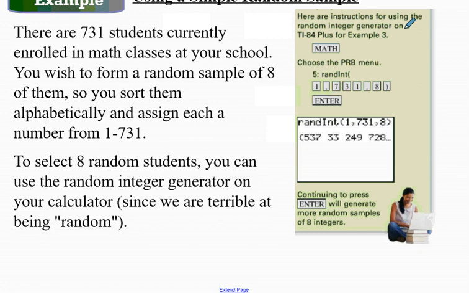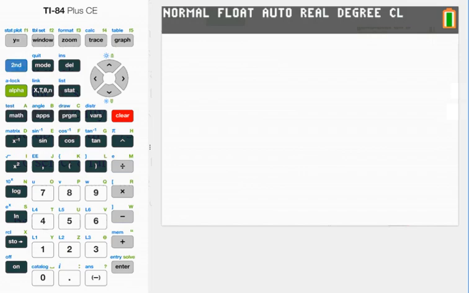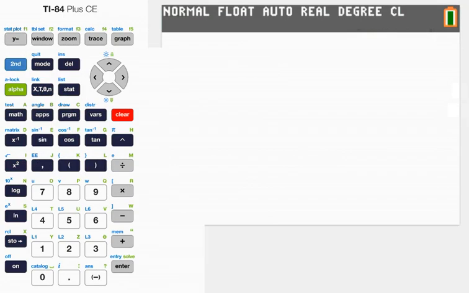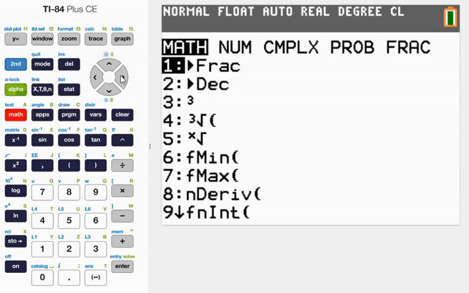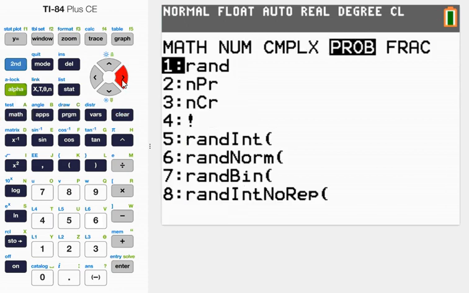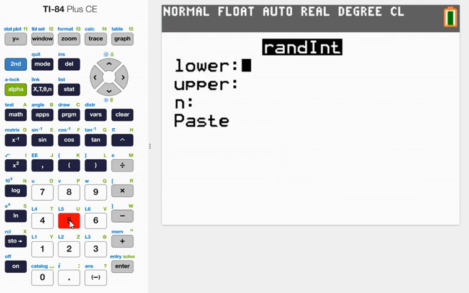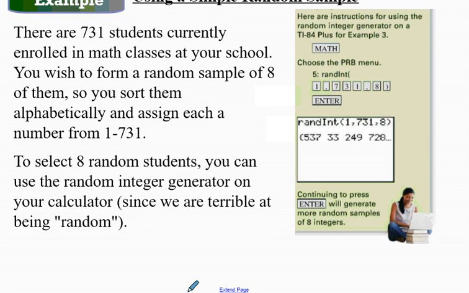So you're going to choose the probability menu, then you're going to hit 5, random integers. So with the calculator, you're going to hit math, and then work your way over to probability, and you'll see option 5 says random integer. With the TI-84, it will prompt you for these things. For a TI-83, it will not. You'll have to know the very first thing you're entering is the lowest number, the second item you're going to enter is the highest number, and the last number is how many you would like to select.